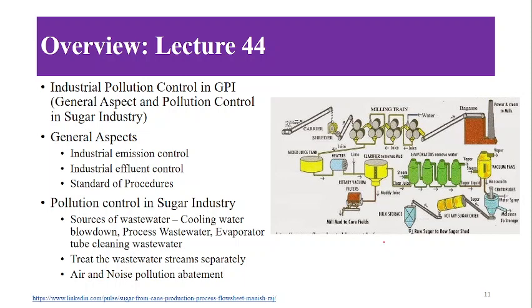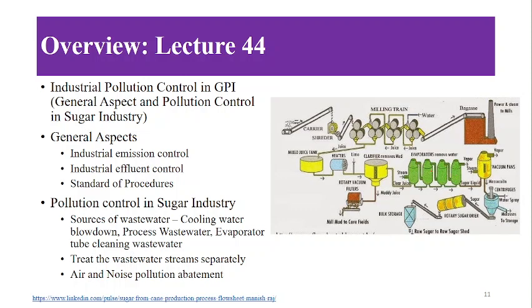Here the different sources of wastewater, such as cooling water blowdown. Cooling water is a utility used in the sugar industry plant, so the blowdown of that can be a source of wastewater. The process wastewater can be, if you can see in this process, the milling train. A lot of wastewater is generated here as well. Then the evaporator tube. This is a multi-step, multiple effect evaporator. Here also the tube cleaning can generate wastewater.